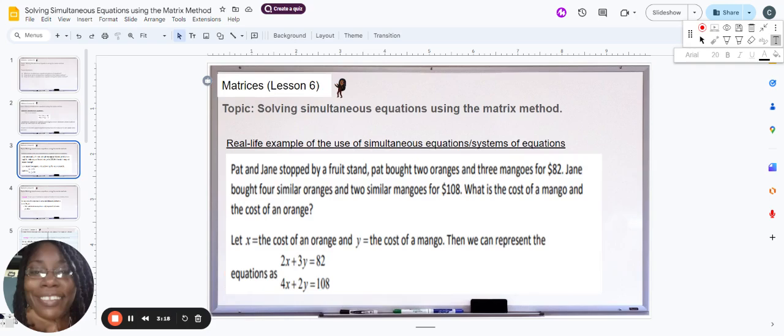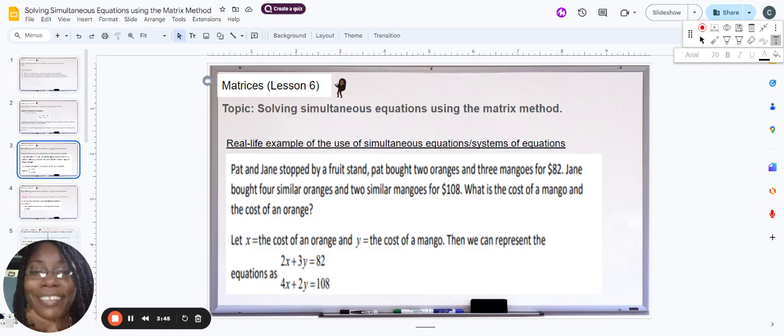Let me introduce you now to a real life example of the use of simultaneous equations, because it's essential. We can use it to find the unit cost, the unit price, or the unit weight. When we talk about unit, we are talking about the cost for one, or how much one thing weighs, if you're given information. So look at this scenario.